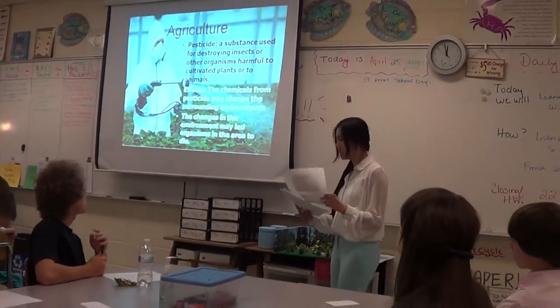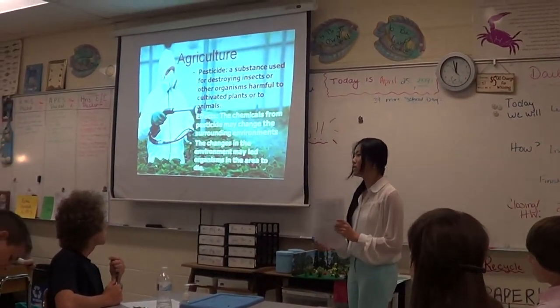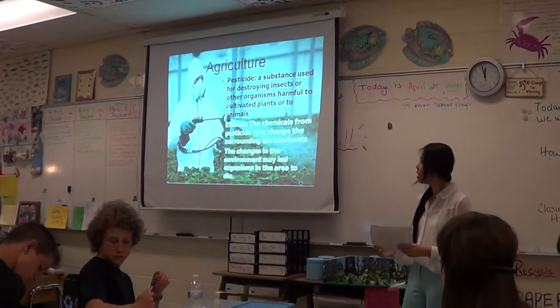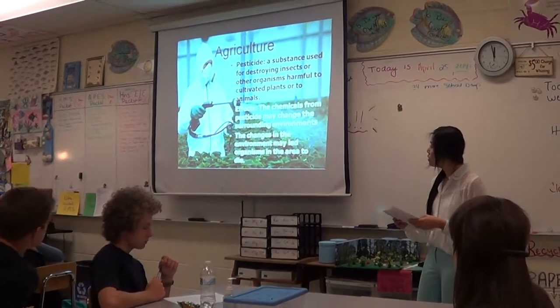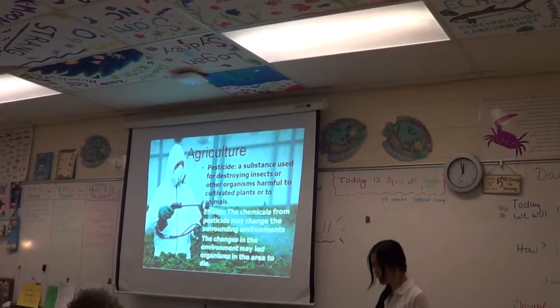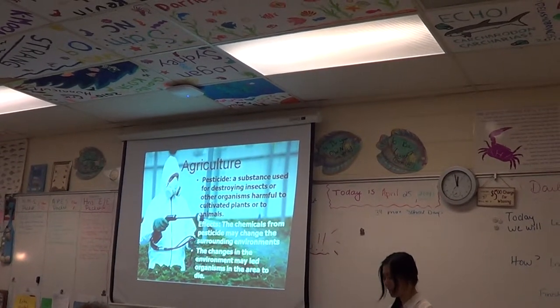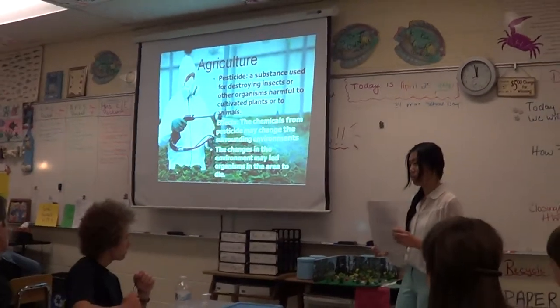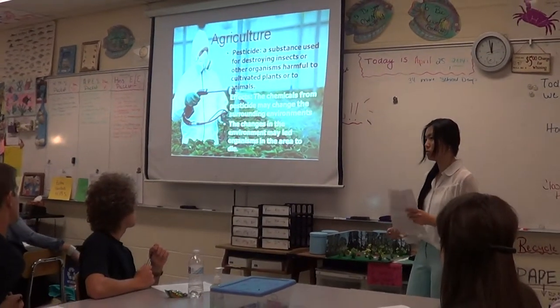Now another one is pesticide. Pesticide is a substance that is used to destroy insects. And so it helps plants to grow. The effect of it is the chemicals from pesticide may change the environment, and changes in the environment cause organisms to die.